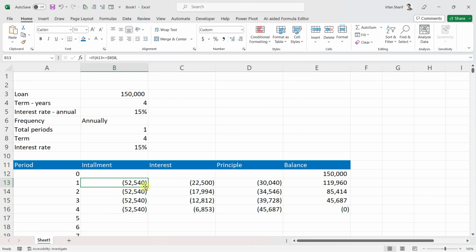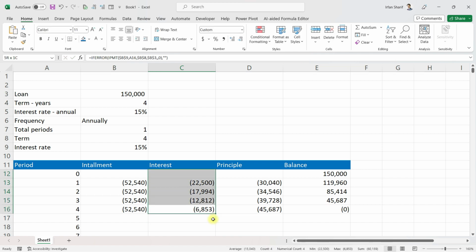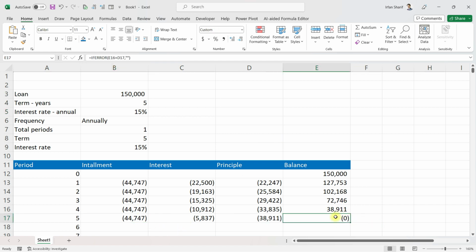Our installment is going to be equal in each year 1 to 4. What is going to be our interest in each year, and of course you can calculate the total of interest by summing up all these values here. And if we calculate the total of principal, that is of course $150,000, which is equal to the amount of the loan. If we just change this term here from, for example, 4 to 5, you can see everything has changed and your term is completing in year number 5. Your loan is completing in year number 5.